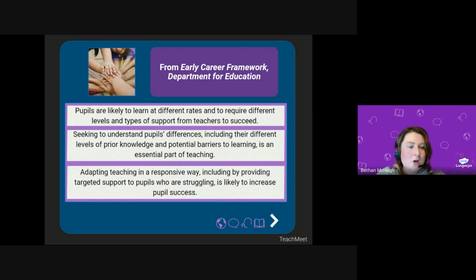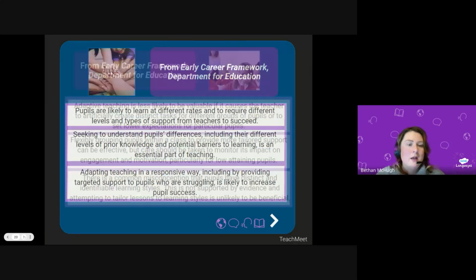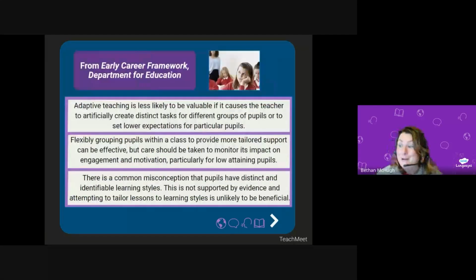It's targeted support to pupils who are struggling. Generally, that's got to help. That's got to move things forward. Adapting is always going to lead to an increased chance of success. Again, from this, just some really, really useful points. If you read through those, they really force us to reevaluate that differentiation.